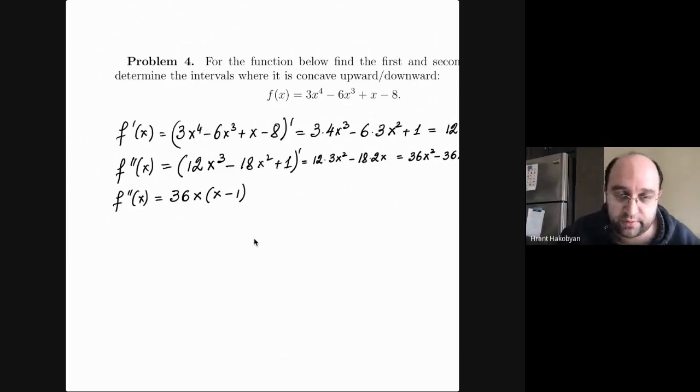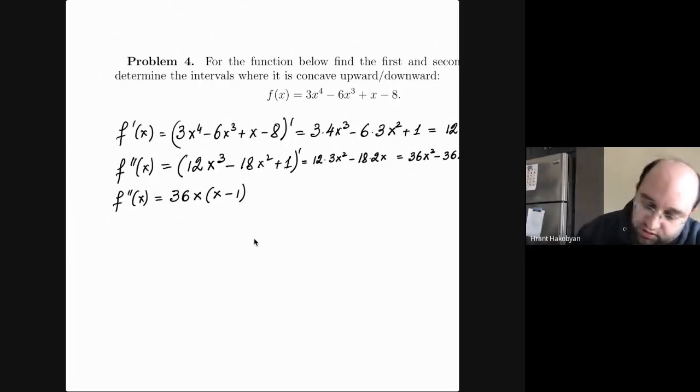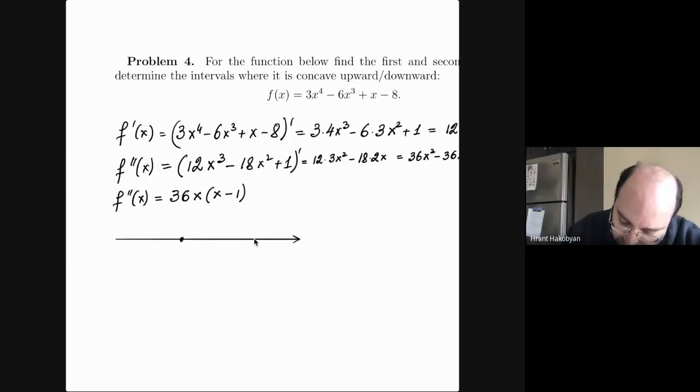Okay, so to determine where this is positive or negative, which is the same thing as saying where it's concave up and concave down, we're going to draw the number line again. So let's draw the number line and mark the points where this expression is 0. If I plug in x equals 0 or x equals 1, the expression becomes 0, so the roots are 0 and 1. And again, I now have 3 intervals, right?